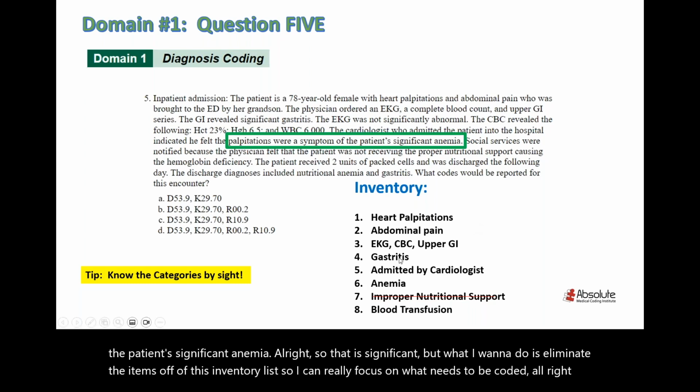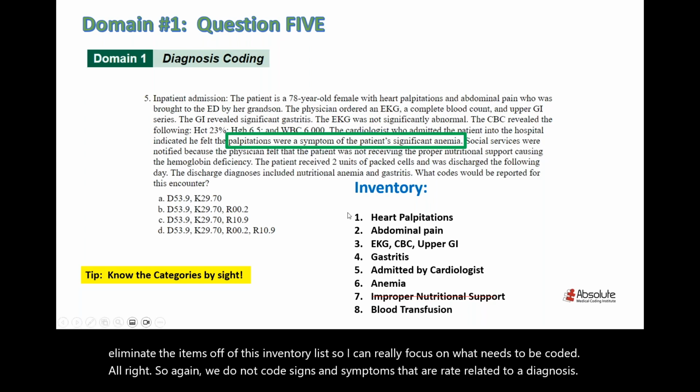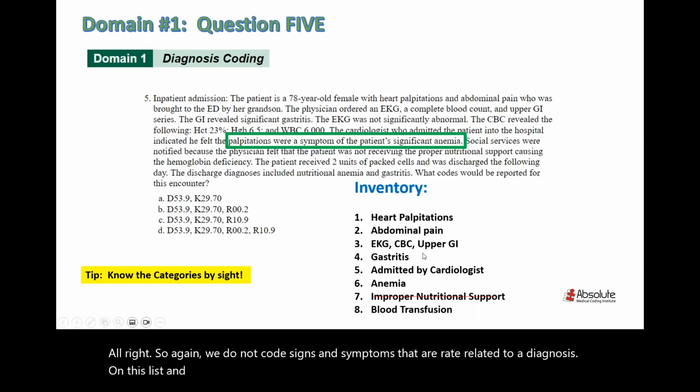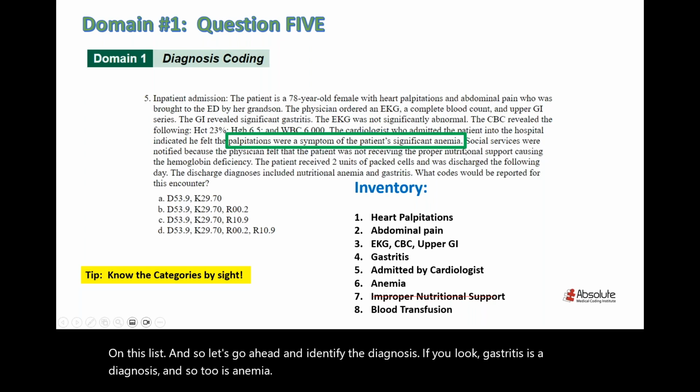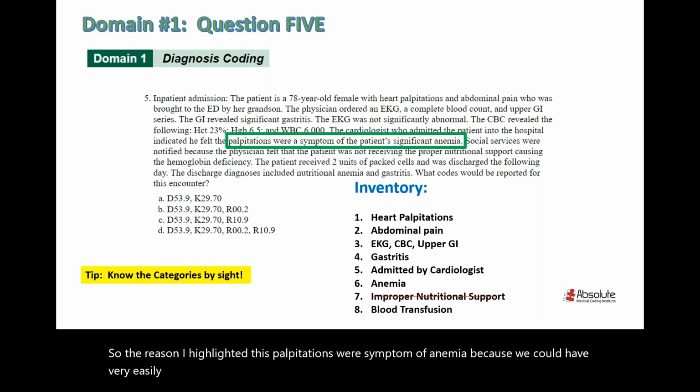All right, so again, we do not code signs and symptoms that are related to a diagnosis on this list. And so let's go ahead and identify the diagnoses. If you look, gastritis is a diagnosis, and so too is anemia. So the reason I highlighted this, palpitations were a symptom of anemia, is because we could have very easily coded for these palpitations if they weren't related to anything on this list.